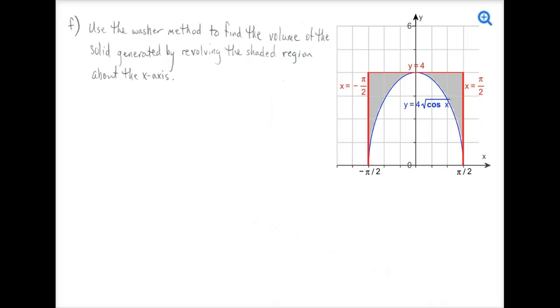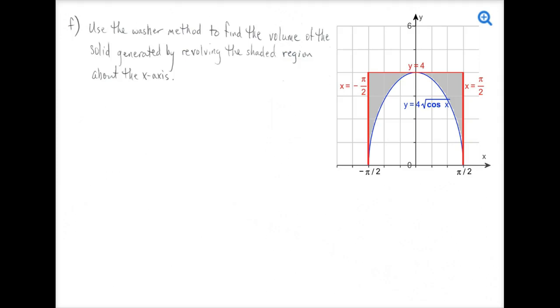This is the second part of the video on calculating volumes of a solid, where we're actually doing solids of revolution, where we're taking a defined area that's bound by some curves and rotating it about a horizontal or a vertical line. And so in our next example, we want to use the washer method to find the volume of the solid generated by the shaded region about the x-axis.